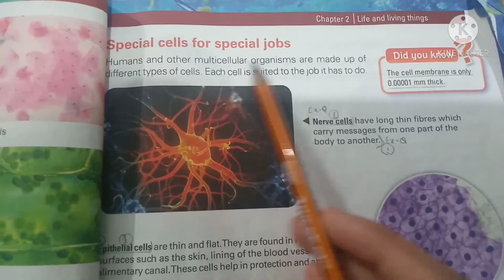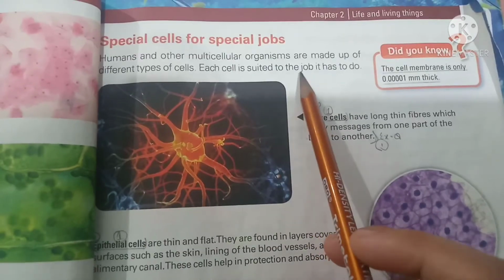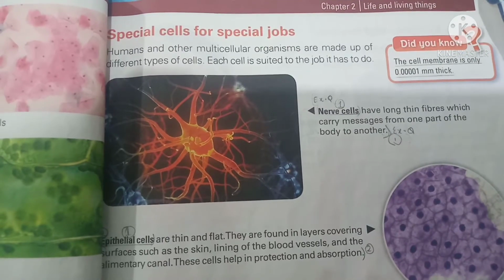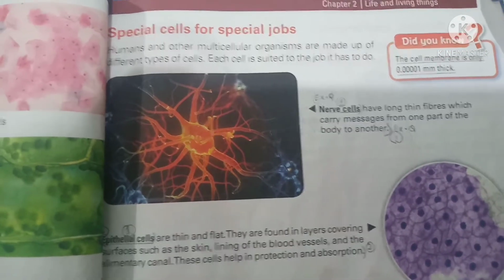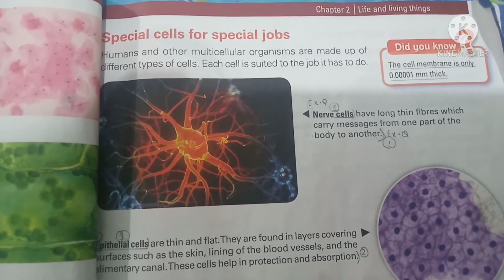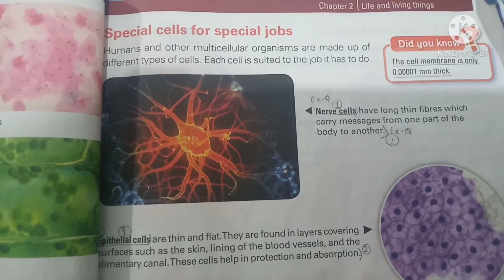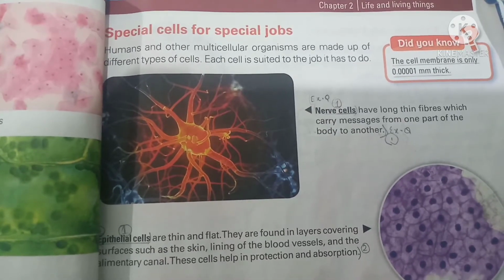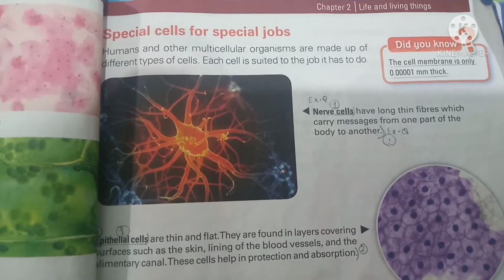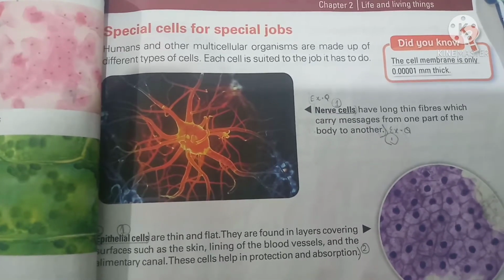Humans and other multicellular organisms are made up of different types of cells. Each cell is suited to the job it has to do. So students, as you know, humans are multicellular organisms, means humans have more than one cell and they are made of different types of cells, and each cell has its specific function. On the basis of their functions, cells are divided into different specific cells and different structures. Each cell has a different structure according to the relevant function it has been given.